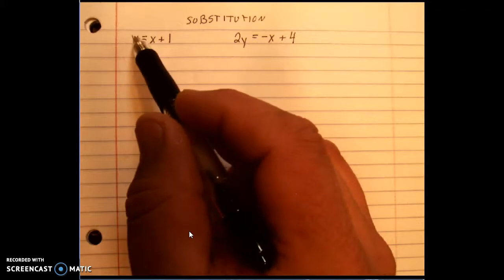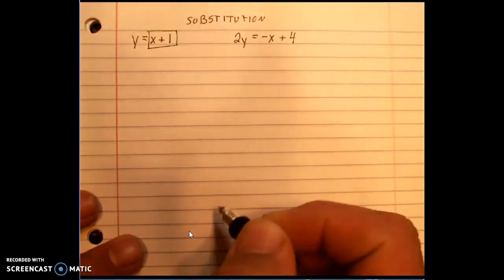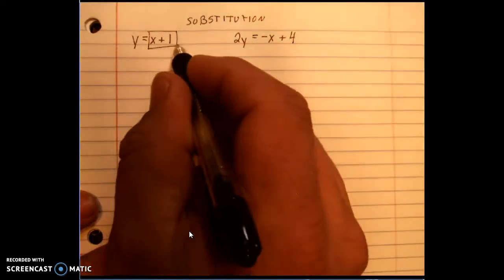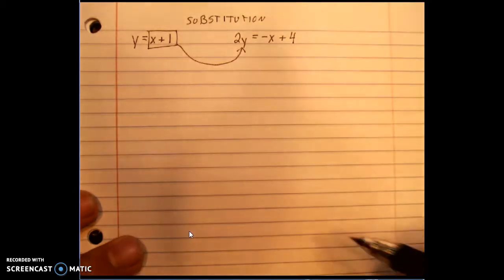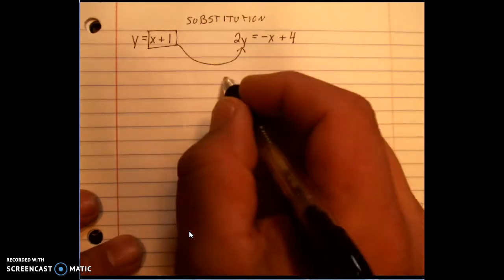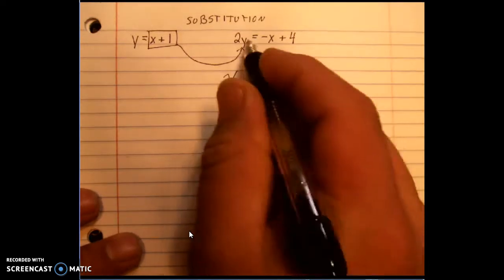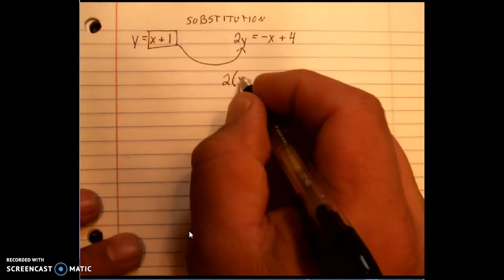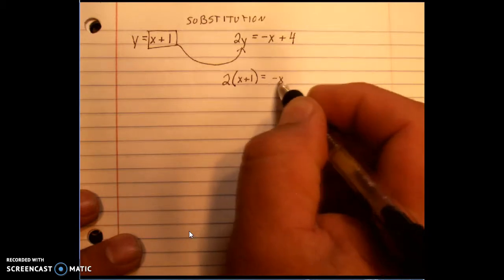This one, the y is already by itself. Well, that's nice. So what we're going to do is take that part that the y is equal to, this x plus 1, and substitute it in, or replace the y in the second equation with that. So this becomes 2, and instead of y, now make sure you use parentheses, because it's the x plus 1, so 2 times that x plus 1 equals the negative x plus 4.